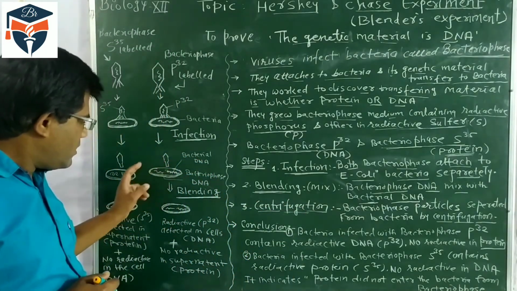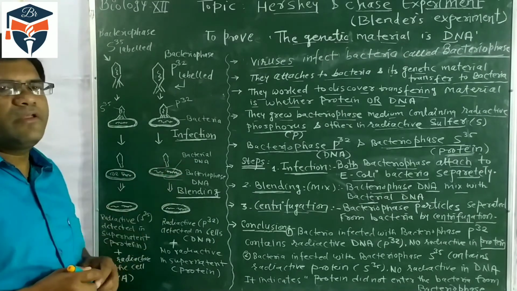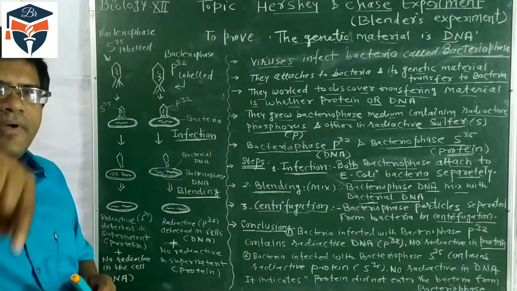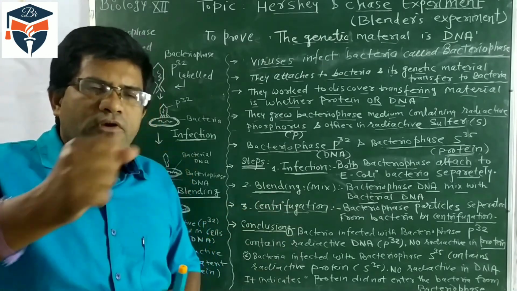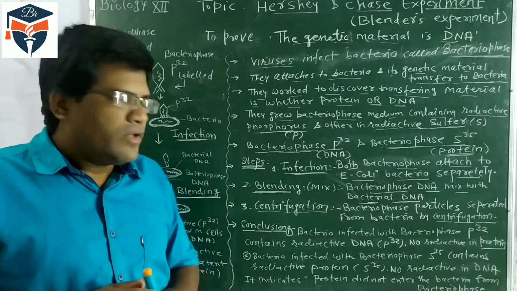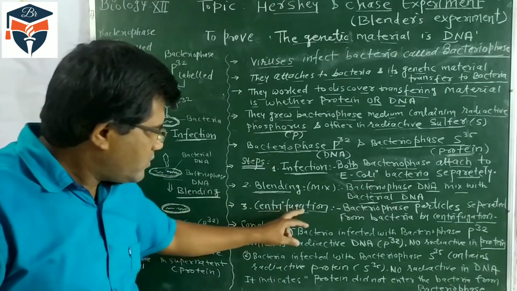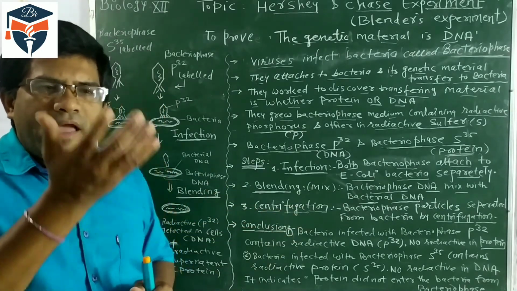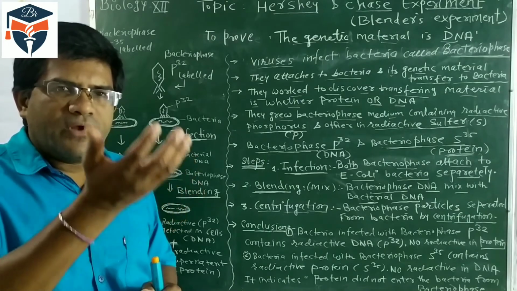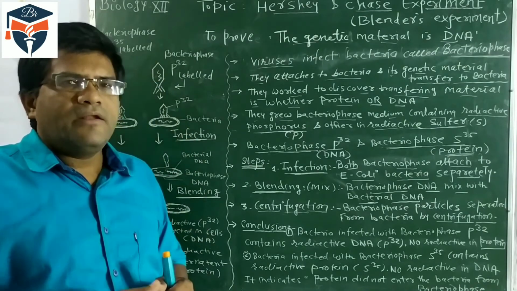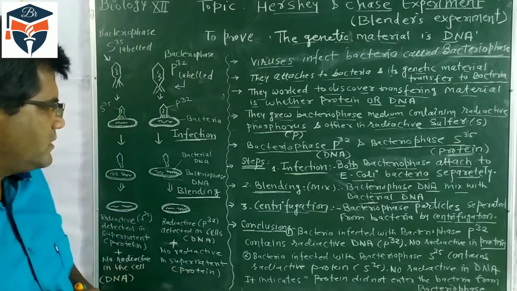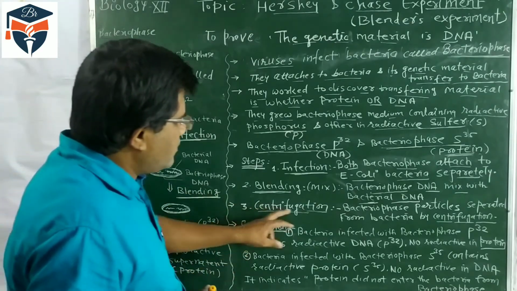Both the DNA material and whatever other material is there are ground up, and by the spinning method, the centrifugation method, it is rotated. Once it is rotated, the heavy material settles down at the bottom, and the lighter material floats on the surface. So this process is called centrifugation.